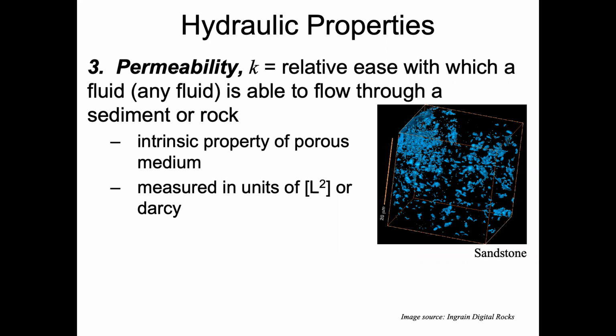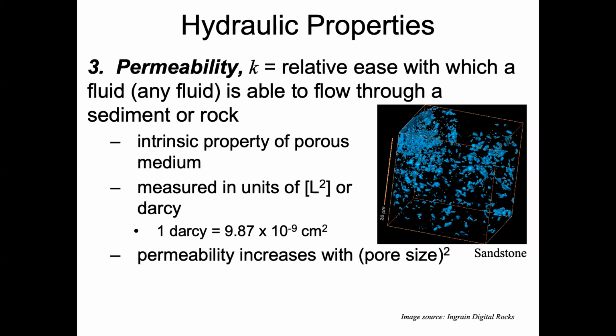And what you want to do is you're going to want to say that it's either in units of length squared. So that would be like meters squared or centimeters squared or inches squared. Or we can also talk about it in units of a Darcy. Now, 1 Darcy is equal to 9.87 times 10 to the negative 9th centimeters squared. So you can also add that to your equation sheet.